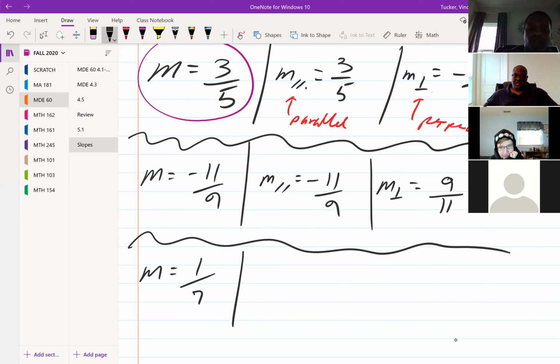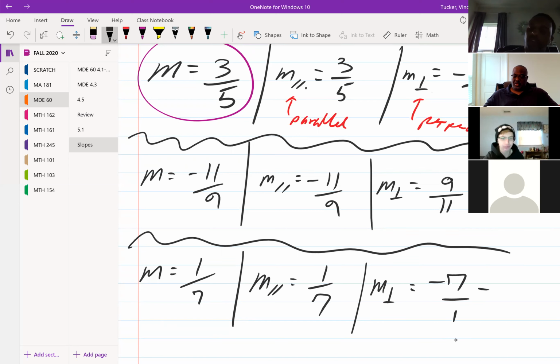All right, so last one like this before we go to using it to graph. M equal to 1 over 7. Parallel line would actually be the 1 over 7. Perpendicular line, we'll flip that, use opposite signs. So that would be negative 7.